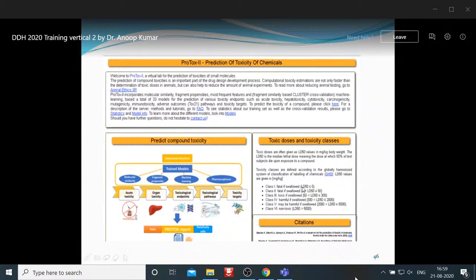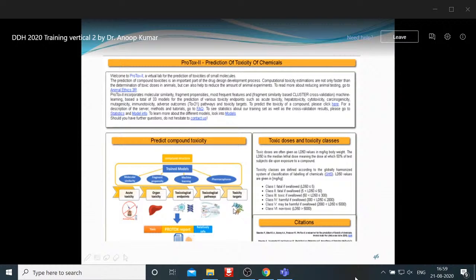Then see in what range your molecule's LD50 is falling, for example, less than 5 becomes class 1, then class 2, class 3. So you will get a sense of the LD50 values and you can be much more careful about the safety of the molecules. In ProTox, you can also predict targets, acute toxicity, organ toxicity.